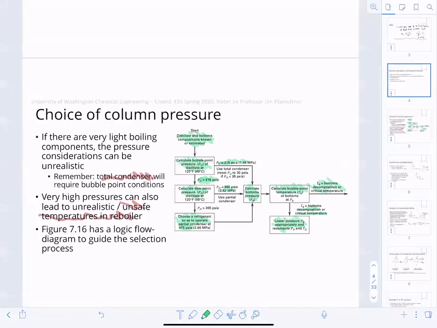So choice of column pressure, you may have to think about it in a future project and put it in the back of your brain that this is an important thing, and this flowchart is really convenient for guiding you through that process.